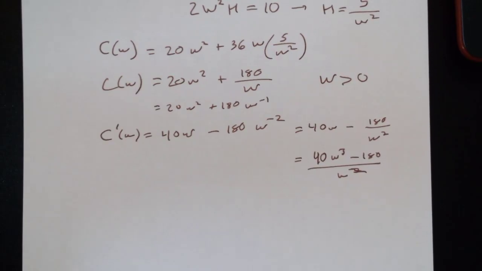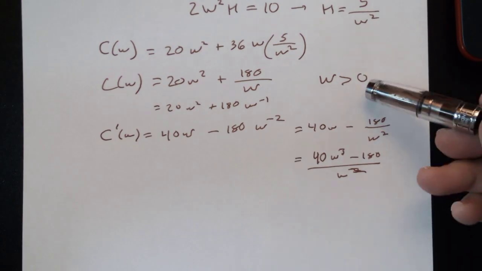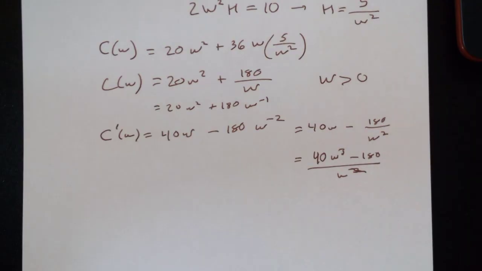This derivative is undefined when w is 0, which is not part of our domain, because here we said w has to be strictly bigger than 0. That's not a critical number. I don't have to worry about it. Where is this equal to 0?